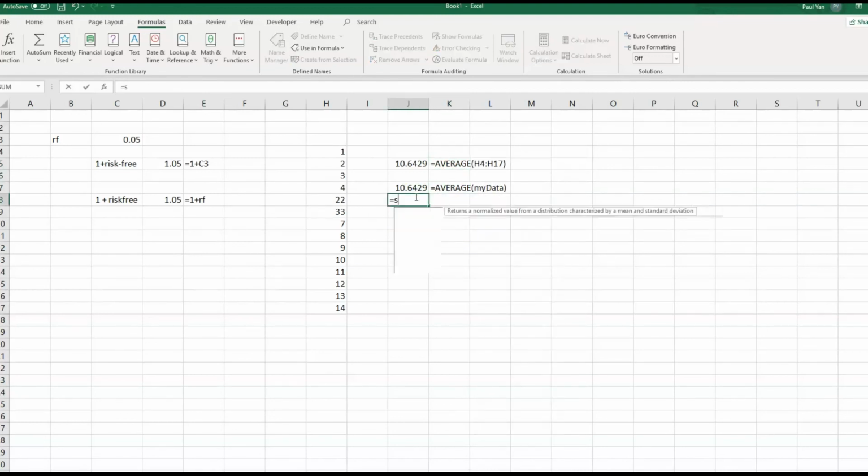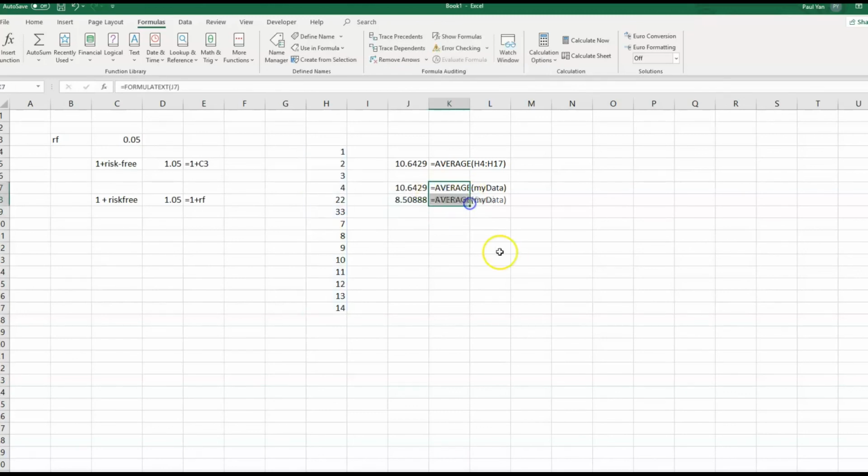Okay, alternatively, you see standard deviation. We can also use my data. Conventionally we use H4 to H17. However, if we define this one as my data, then instead of H4 to H17, we use average, my data, standard deviation, my data. So this is the end of topic number 1.